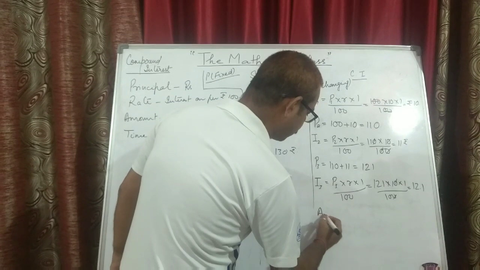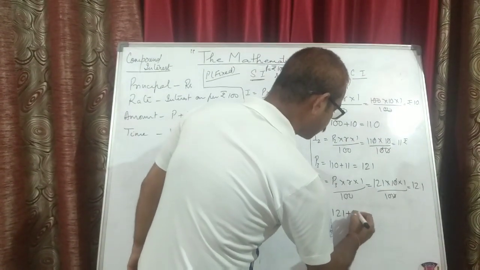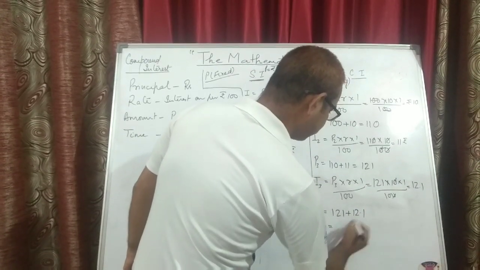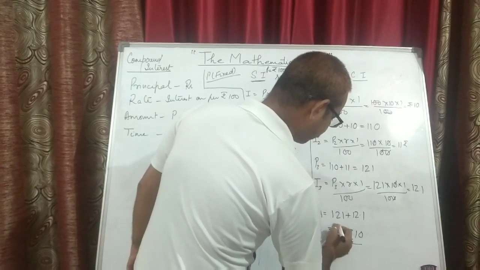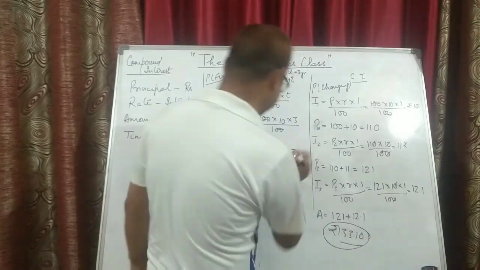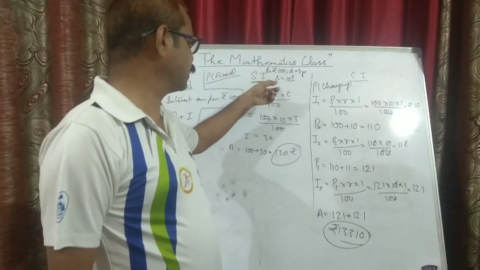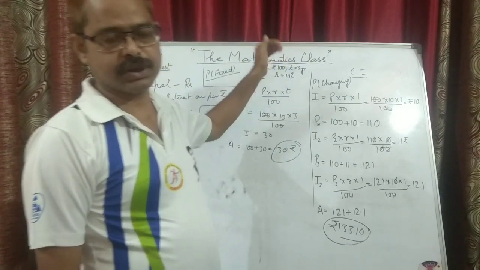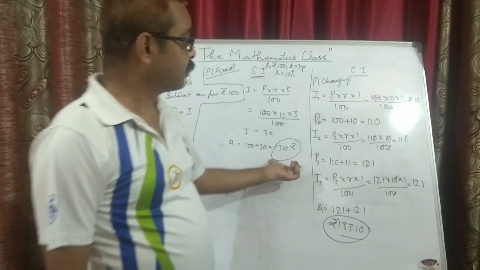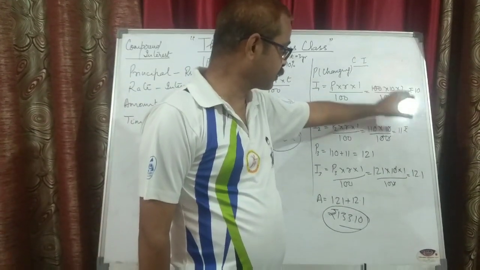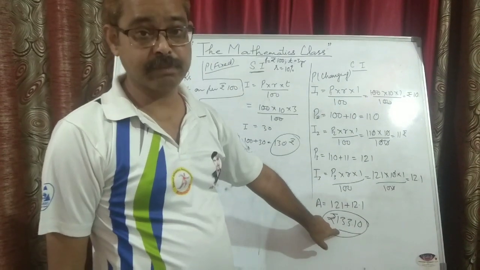So final amount becomes 121 plus 12.1, it becomes 133.10, you can say. Now you can find the difference. For the same data, in terms of simple interest, the final amount was 130. But in terms of compound interest, the final amount was rupees 133 and 10 paise.